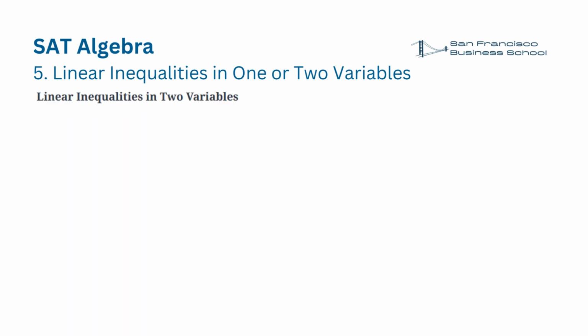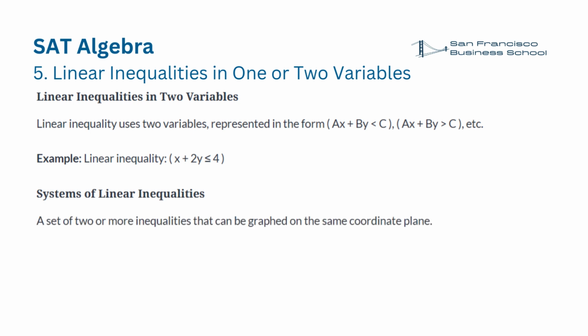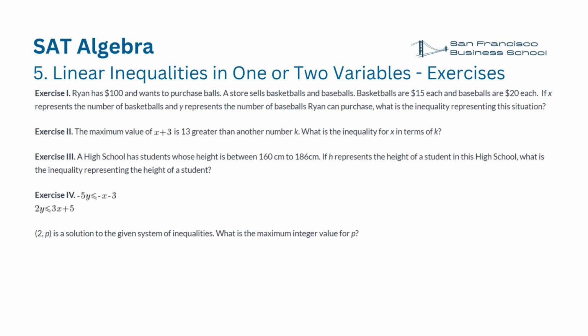Linear inequalities in two variables. A linear inequality uses two variables represented in the form ax plus by less than c or ax plus by greater than c, etc. Example, linear inequality, x plus 2y less than or equal to 4. Systems of linear inequalities. A set of two or more inequalities that can be graphed on the same coordinate plane. Example, y greater than x plus 1, y less than x plus 3.